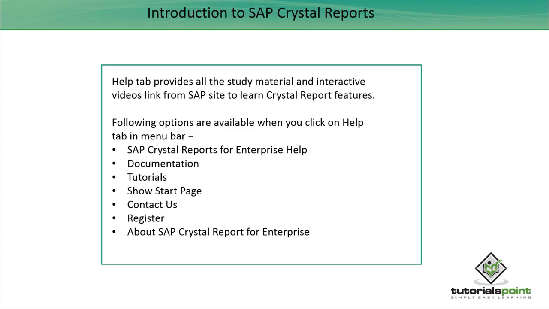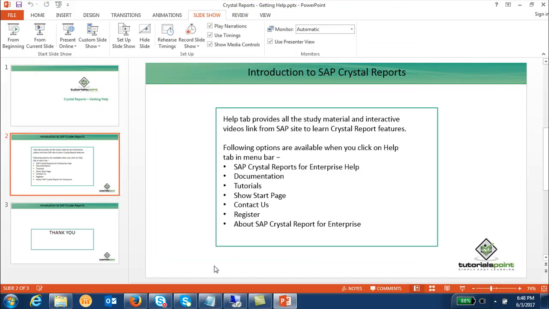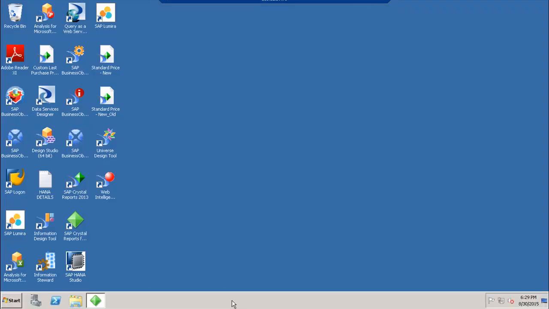We have all these different options available if we click on the Help tab in the menu bar: SAP Crystal Report for Enterprise Help, documentation, tutorials, show the start page, contact us, register, and then about SAP Crystal Report for Enterprise. So let's go to the system and see what will help us in this option.